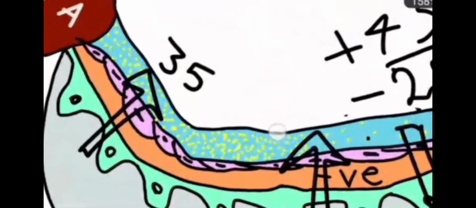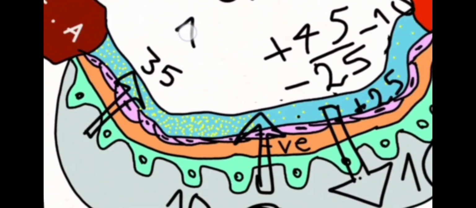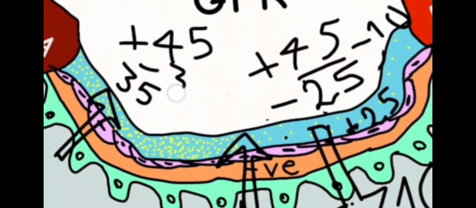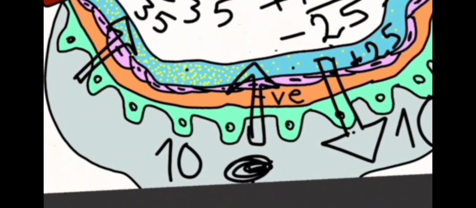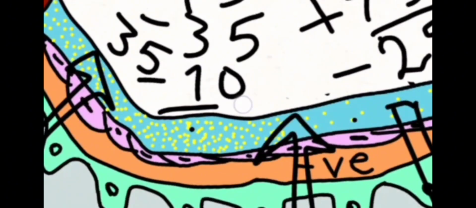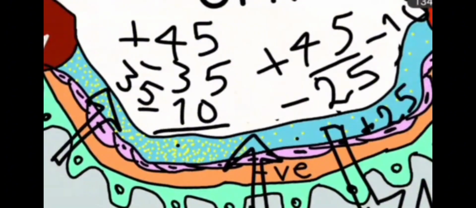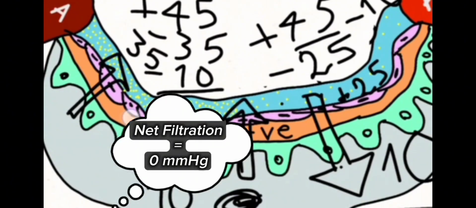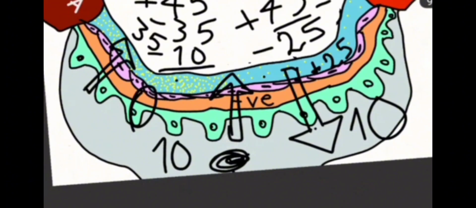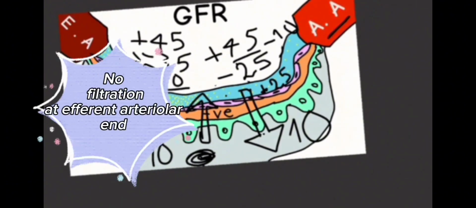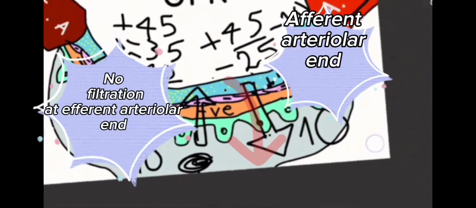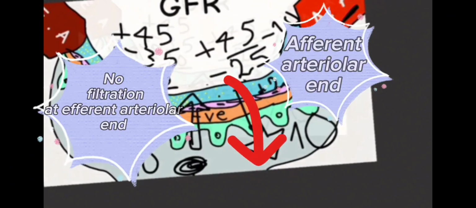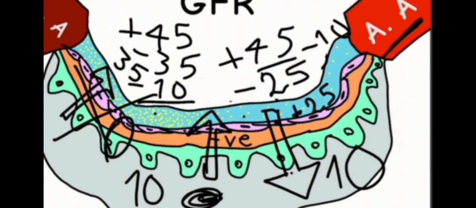Now let's look at the efferent arteriolar end. Hydrostatic pressure remains 45, but the oncotic pressure increases to 35, and Bowman space pressure still opposes filtration at 10. So the net filtration pressure here is 45 minus 35 minus 10, which equals 0. That means no filtration happens at the efferent arteriolar side. So to summarize, filtration happens at the afferent arteriolar end only. And that wraps up our introduction to net filtration forces.